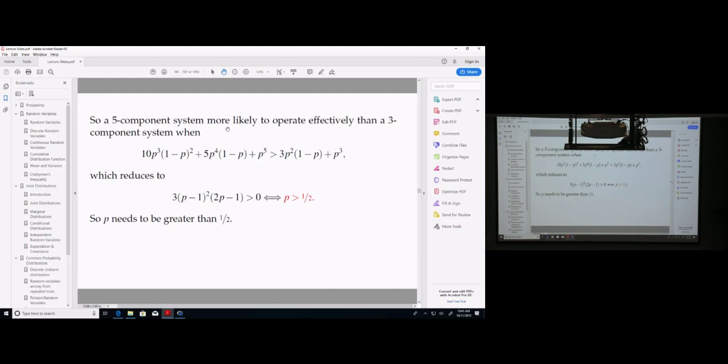So for a 5-component system to be more likely to operate, I require this. And so you multiply it out, simplify it, and then factorize it. It is because P is always between 0 and 1, so this is non-zero, and in fact it is positive. So you can just delete this and delete the 3. So as a result, P is bigger than half. So if your component is at least half reliable, the more components, the better.